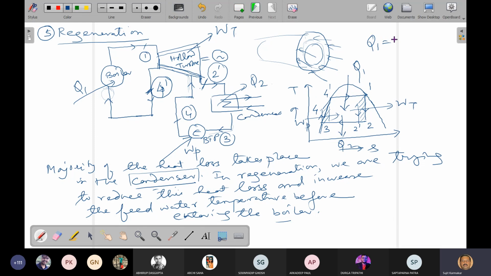But now, in this case, you are getting heat from the turbine, and the value 4 is changed to 4 dash. So what should be the Q1? H1 minus H4 dash. Yes, sir. It is not H1 minus H4. So that means in this case, the quantity of heat to convert water into steam is reduced. Yes, sir. Is it reduced?